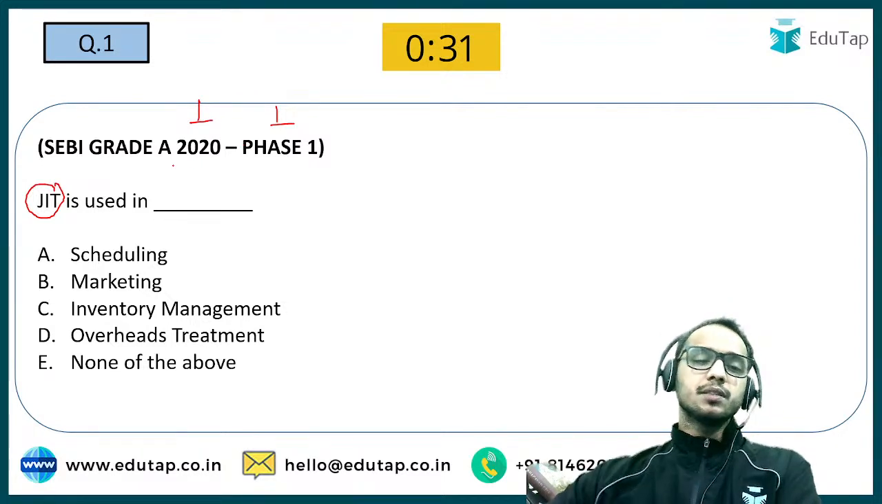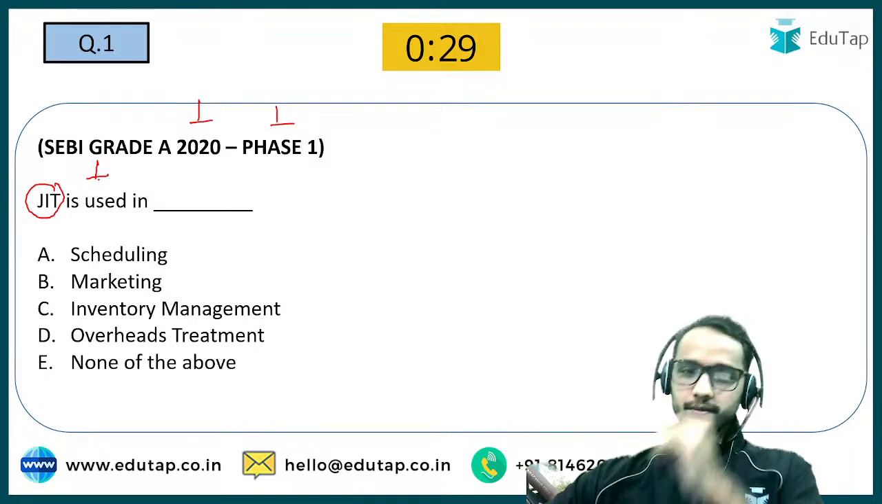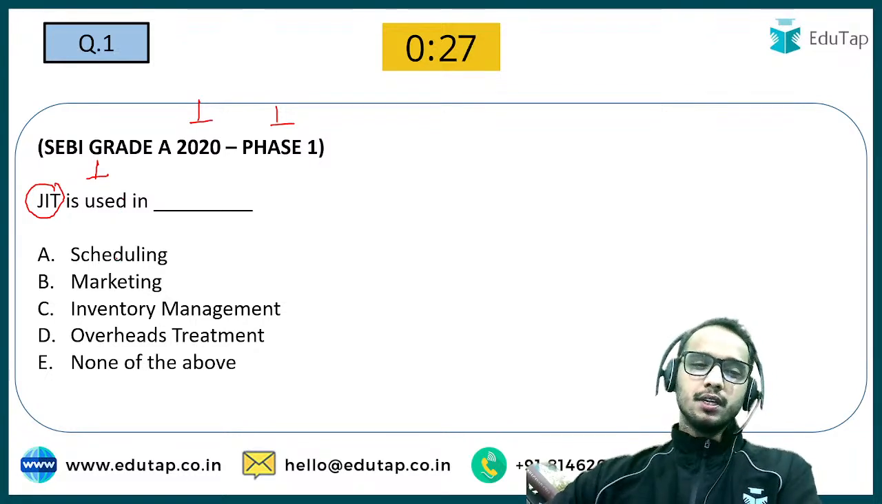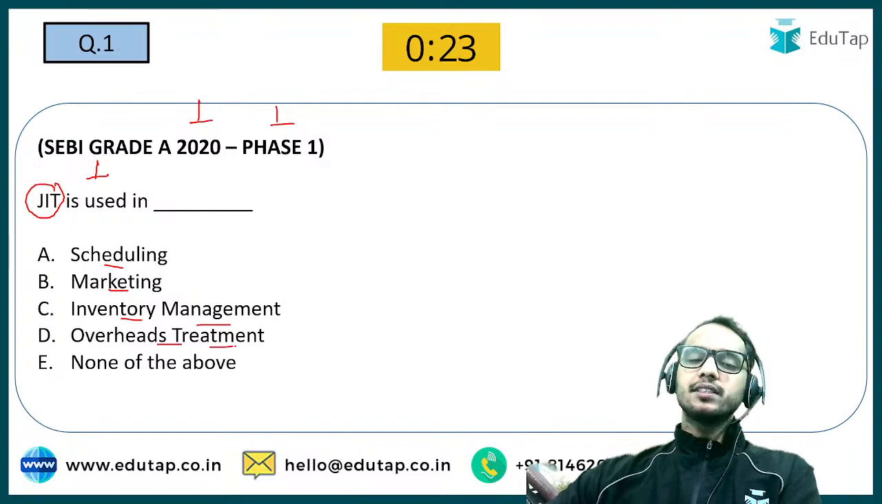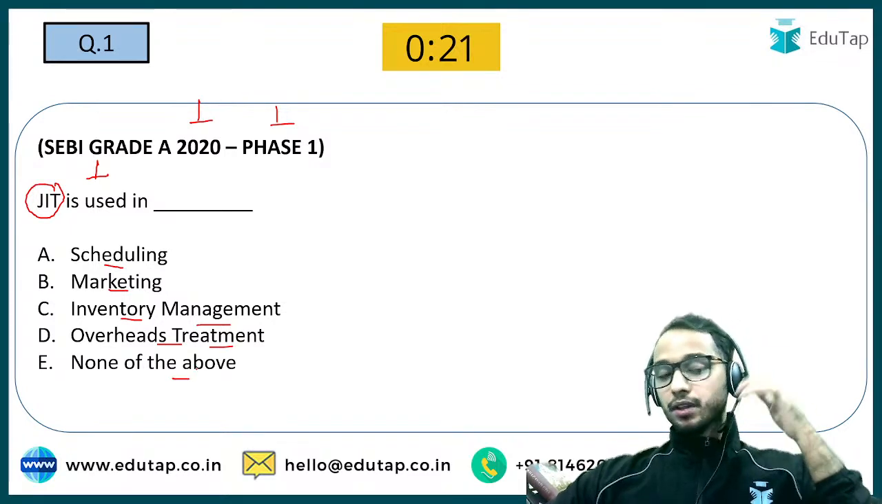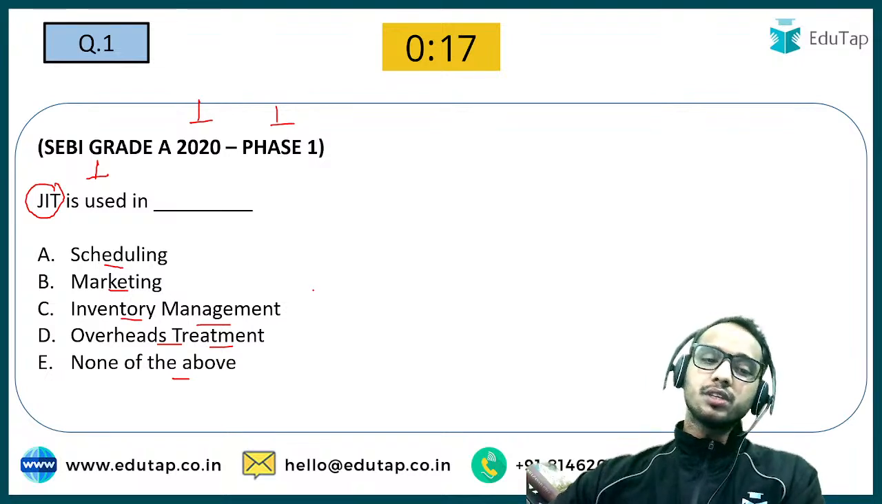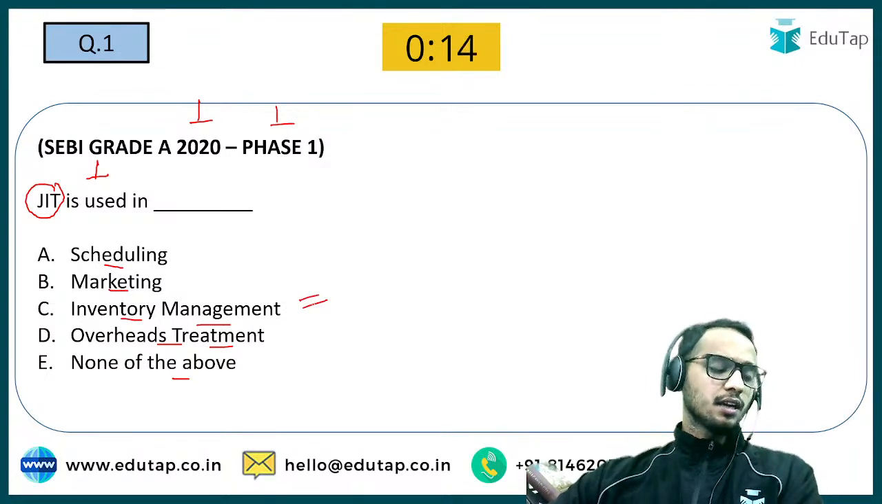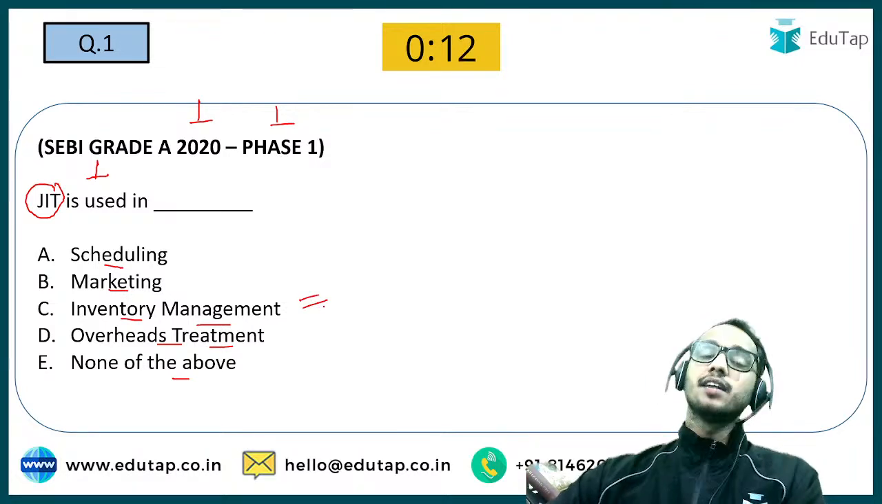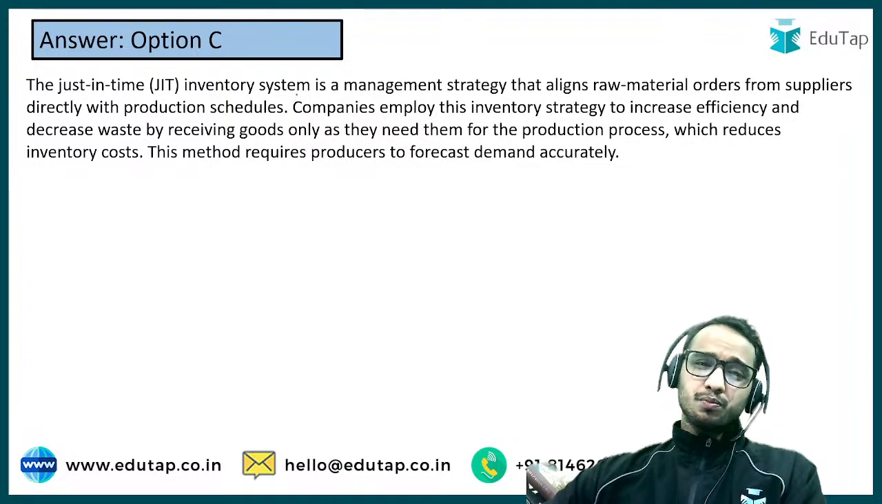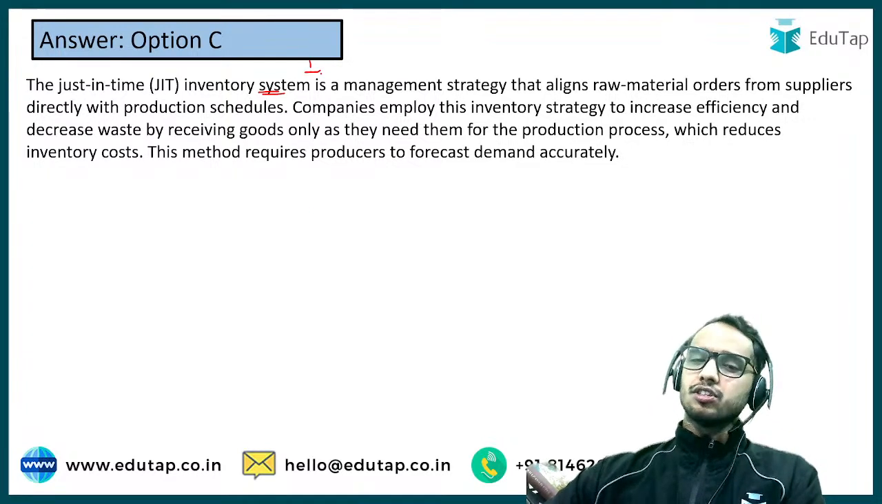The first question is: JIT is used in what? Scheduling, marketing, inventory management, overheads treatment, none of the above. Now see, JIT is just in time and it is used in inventory management, and I can see that most of you are correct and that's really good. So this is the inventory system.